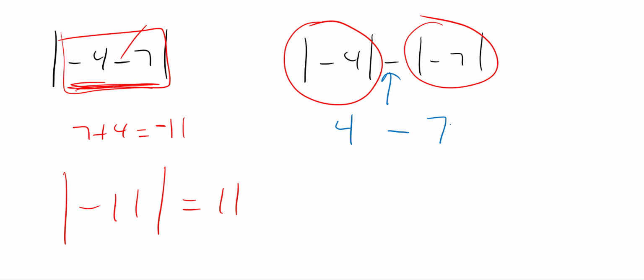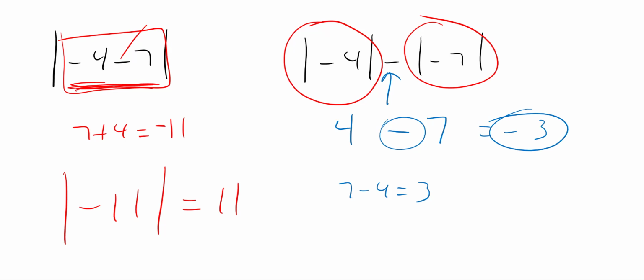4 minus 7, opposite signs. So 7 minus 4 is 3. The sign of the bigger number is negative. So the answer to this problem is -3. It looks a little complicated. It's a little bit of work, but as long as you do everything in the absolute value, and then do the absolute value, and then do the rest of the problem, you're good to go. Okay?